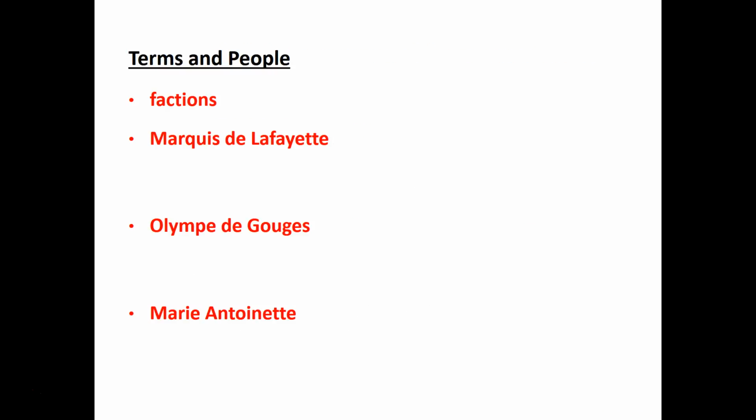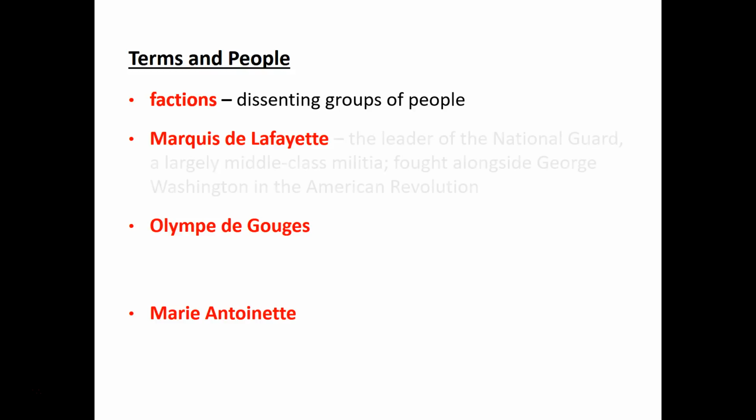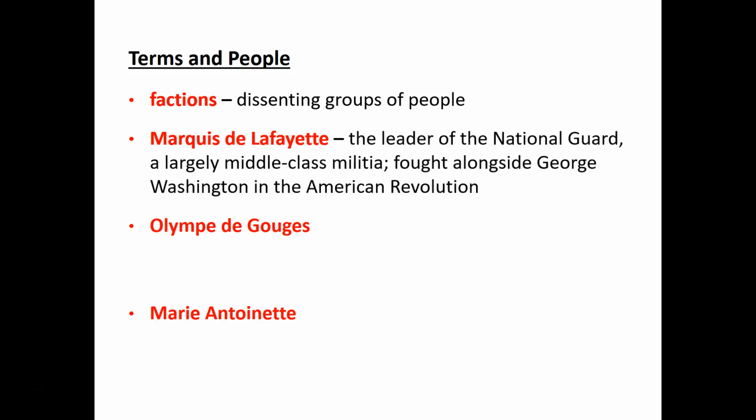Our definitions: factions, dissenting groups of people, in this case, factions fighting for control of Paris. Remember the National Guard and the Paris Commune. Marquis de Lafayette, the hero of two worlds, leader of the moderate middle-class militia in Paris, fought alongside George Washington in the American Revolution as well.